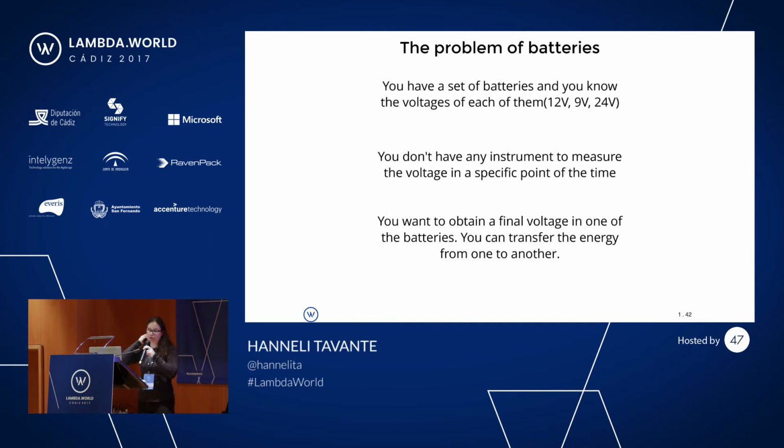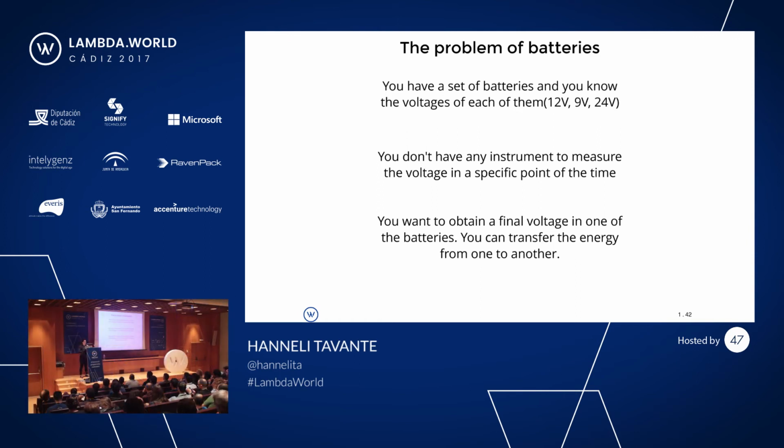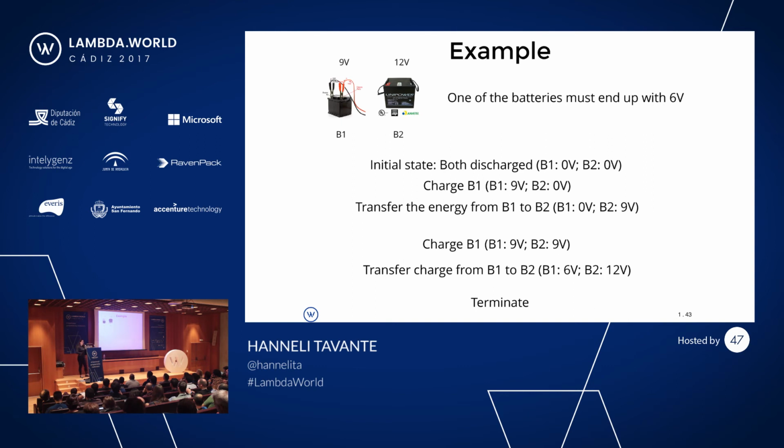So imagine that you have batteries, different batteries with different voltages, like 9 volts, 12 volts, and 24 volts, or whatever. You don't have any instruments to measure the voltage at a certain point in time, and you want to combine the voltages by transferring some charge from one point to another, and you want to get a final result of it. So for example, imagine you have 2 batteries, battery 1 and 2, one of 9 volts, one of 12 volts, and you must end up with 6 volts in one of them. Do you recognize this problem? No, you've never seen it. Not even in the format of glasses. So this is the problem.